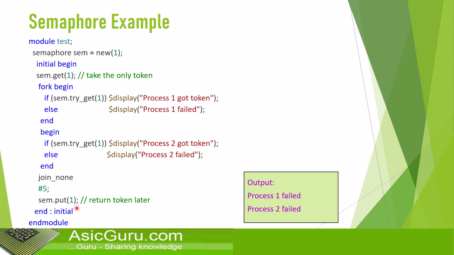But by this time, both processes have already executed and moved on because try get is non-blocking. So it means if a process cannot get the token using try get, it won't wait. And if we had used get instead of try get, then the processes would have waited for the keys to become available. So this is a very good example to understand the difference between blocking and non-blocking semaphore methods.